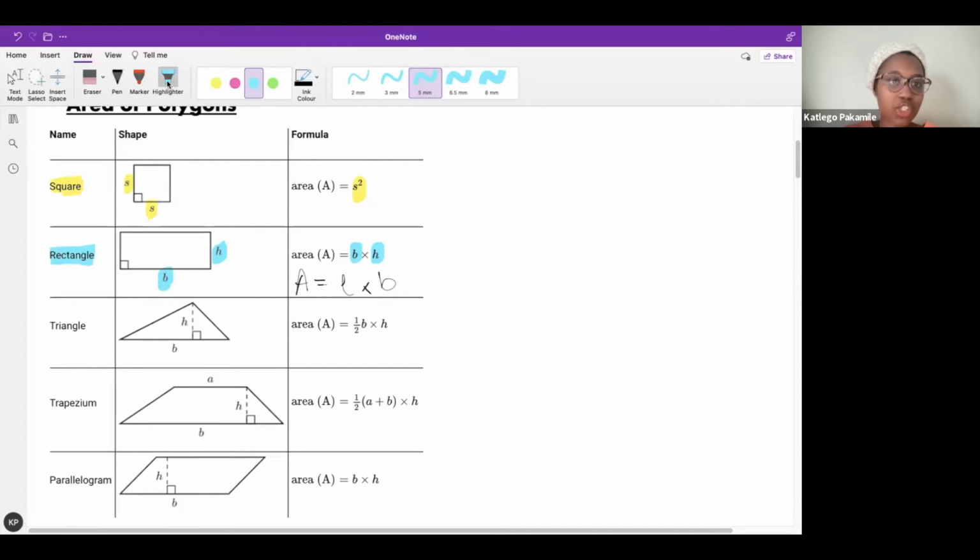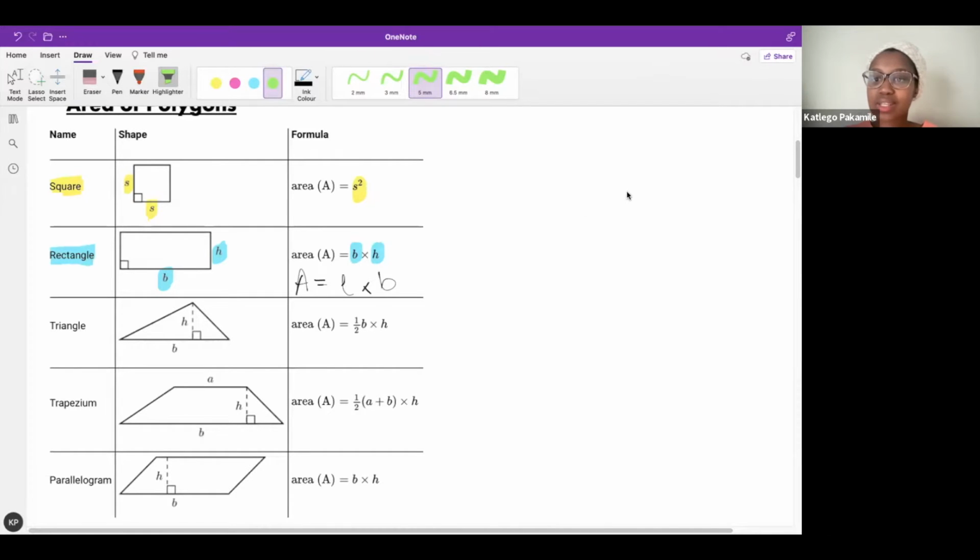Next, we have a triangle. And in our triangle, the area will be half of base times height. Now, this just says height, but which specific height do we use for area, guys? We don't just use any height. Which height do we use?